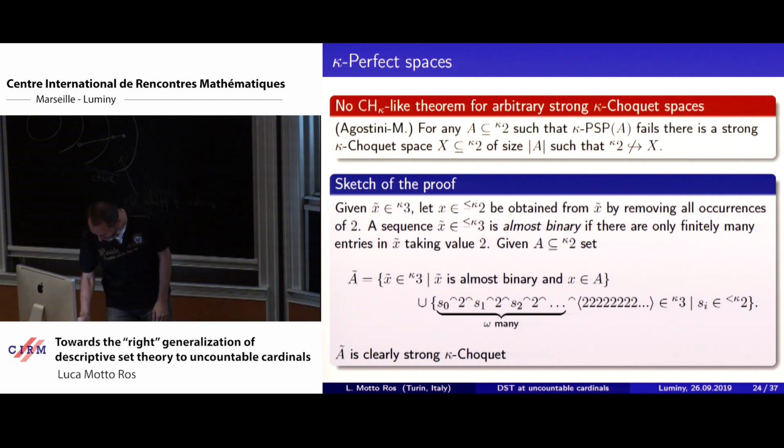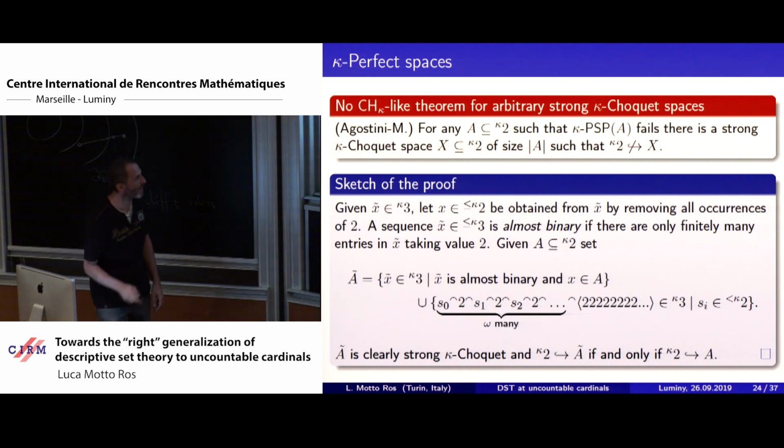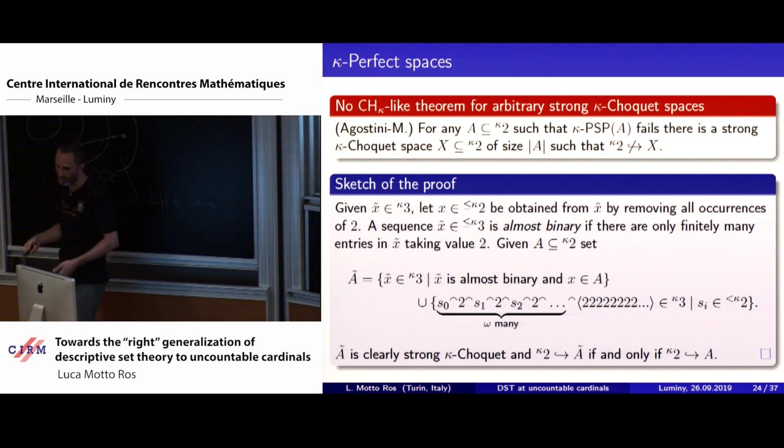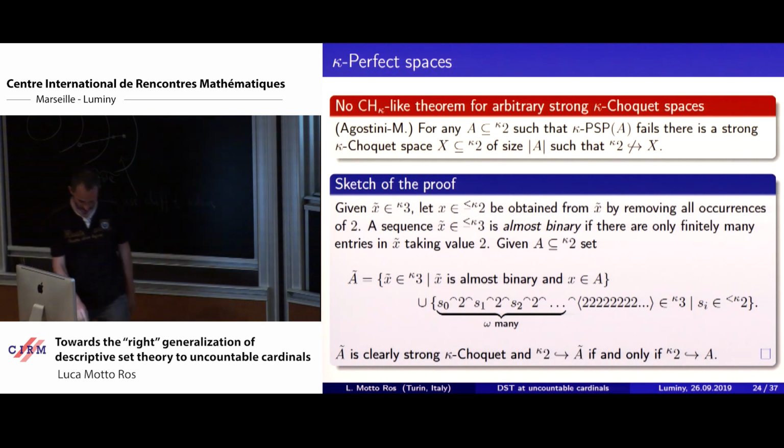And the thing is that, well, this is more difficult. One can prove that 2 to the kappa embeds into this modified space if and only if it embeds in the original space, in the original set A. So if A was not embedded in 2 to the kappa, also this space is not embedded in 2 to the kappa.